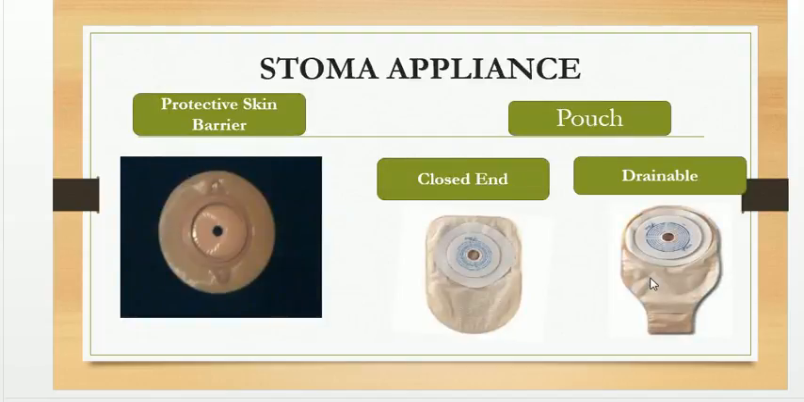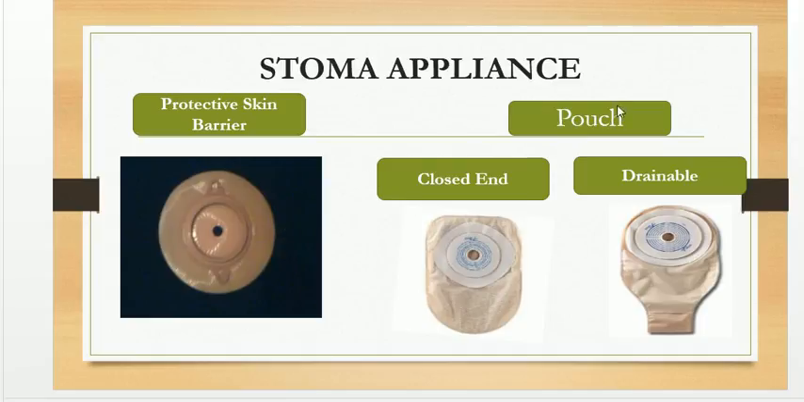Stoma appliances. Here you can see different stoma appliances. Protective skin barriers. This is one form where this is applied. It is sometimes also called a wafer. It protects the skin around. This is the part through which the opening of a colostomy or ileostomy comes out, and there's a surrounding part which is attached to the skin, which basically protects the skin from the effluents.